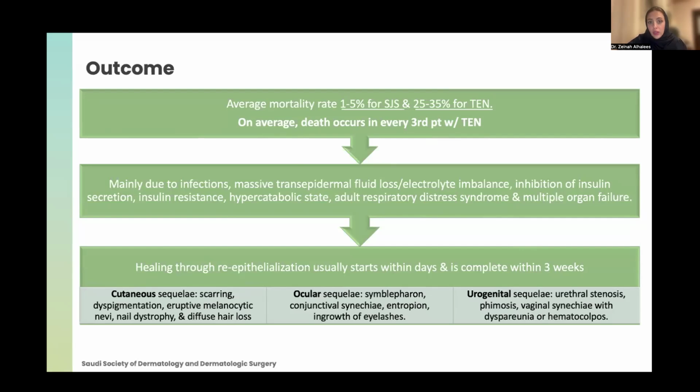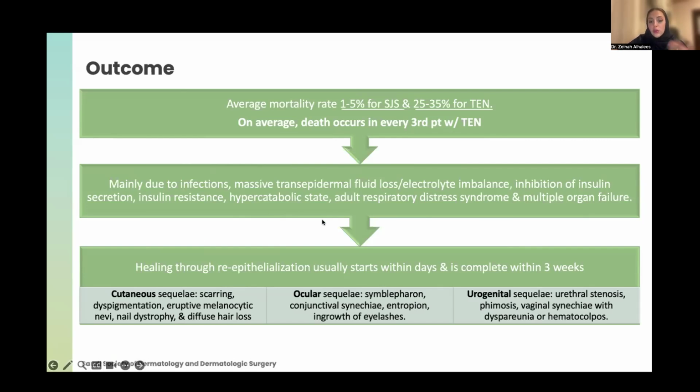And why do they die? Most commonly, it's due to infections, so sepsis. You have an impaired skin barrier. A lot of microorganisms can go through the skin into the bloodstream, and patients can die because of that. They can also have transepidermal water loss with electrolyte imbalance, inhibition of insulin secretion and insulin resistance, hypercatabolic state, so they become cachectic, and ARDS, so adult respiratory distress syndrome with multi-organ failure. So these are the causes of death, but number one is sepsis. If you're going to get any exam question, it's going to be sepsis.